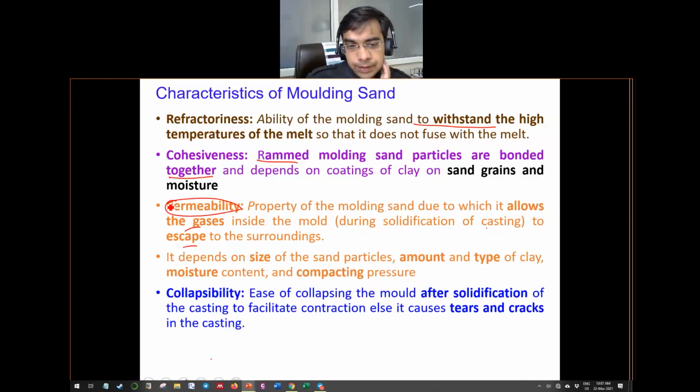Next important property is collapsibility. Collapsibility is the ability of collapsing, where collapsing here indicates basically shrinking, after the solidification, to facilitate the contraction. Otherwise, if this collapsibility is not there, defects like tears or cracks will be produced on the cast product. I will explain in a bit more detail how this collapsibility helps.